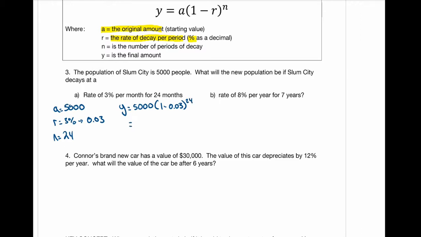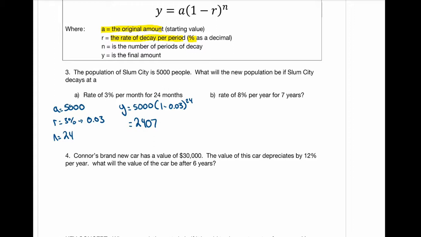This just works out to a calculation. Make sure we do our brackets, then exponents, then multiplying, and we should get 2,407. So that means after 24 months, we'll have 2,407 people.